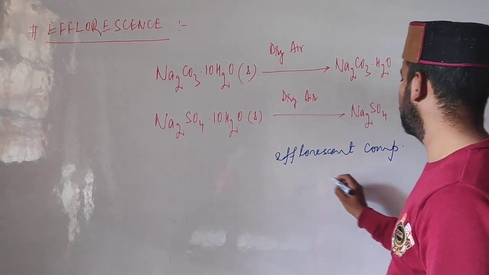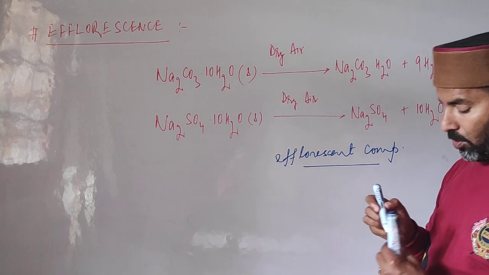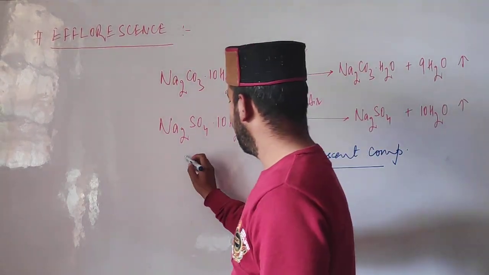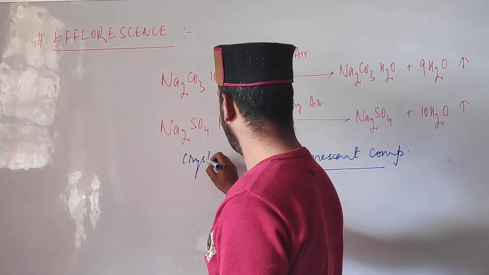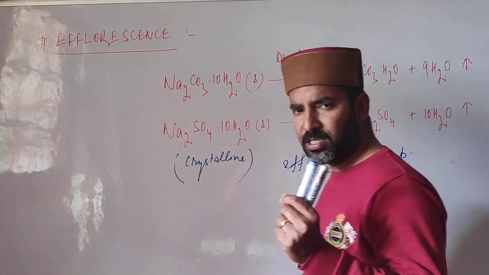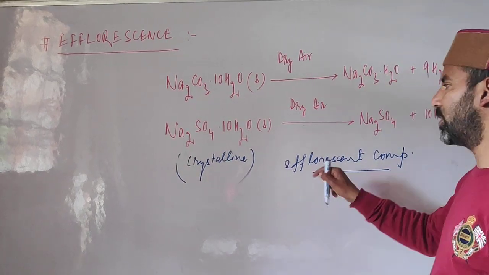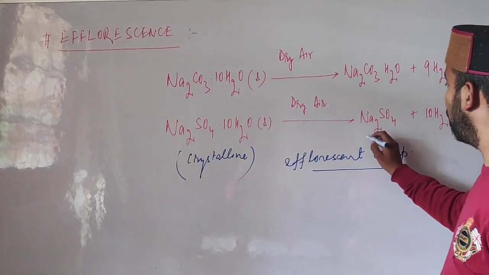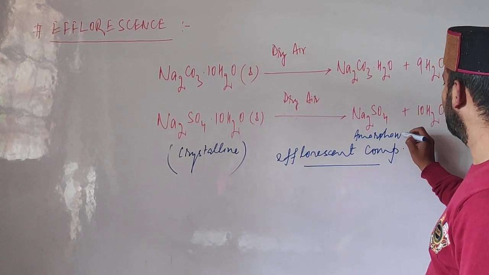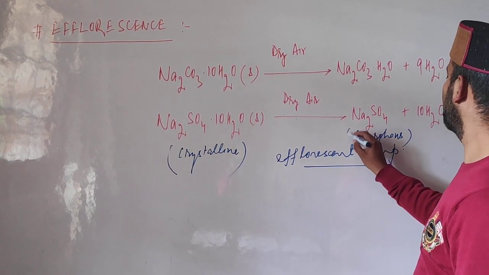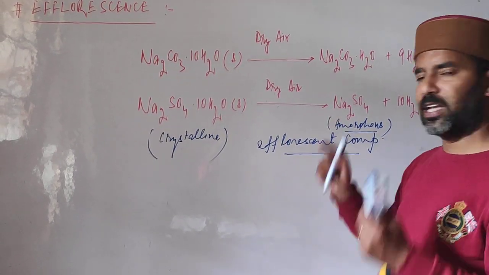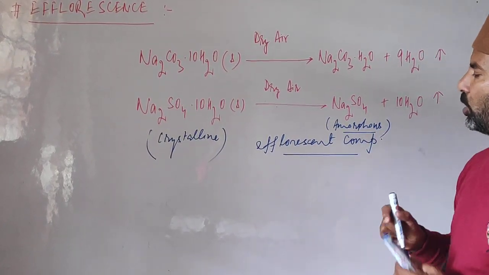Efflorescent compounds. Now, another important thing about this efflorescence is that before efflorescence, these substances are crystalline in nature. That means they have a definite geometry. But upon efflorescence, they become amorphous. Amorphous means they do not have any characteristic shape. So this is very, very important, that due to efflorescence, crystalline substances become amorphous.